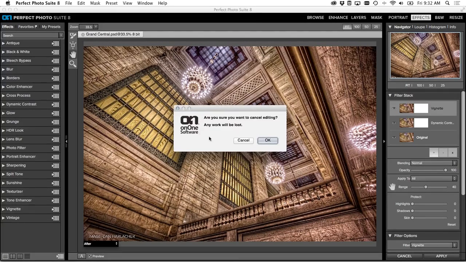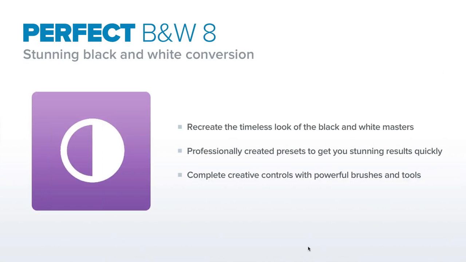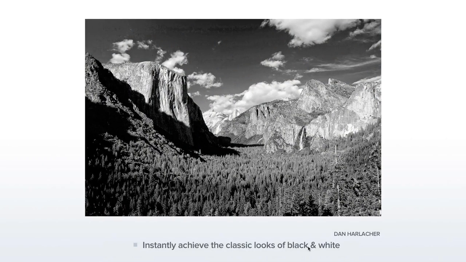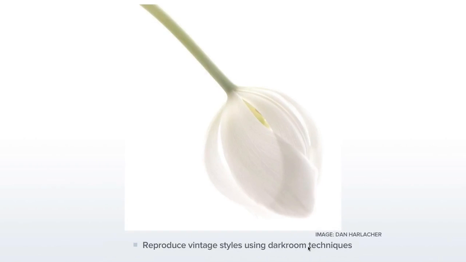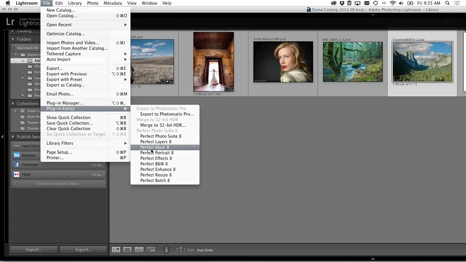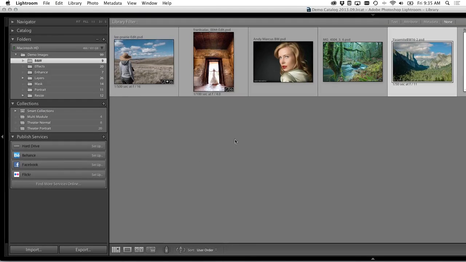All right, let me jump out of here real fast. The next thing we're going to talk about is I'm going to quickly show you guys Perfect Black and White. Black and white makes it easy to recreate the timeless look of black and white masters. I'll actually show you how to create an image like this from Yosemite, or it's also great for creating vintage darkroom looks like this ambrotype. So I'm just going to select an image I want to work on, and we'll send it to black and white.